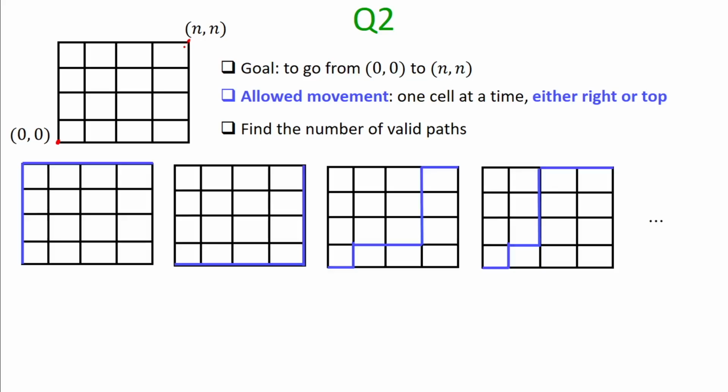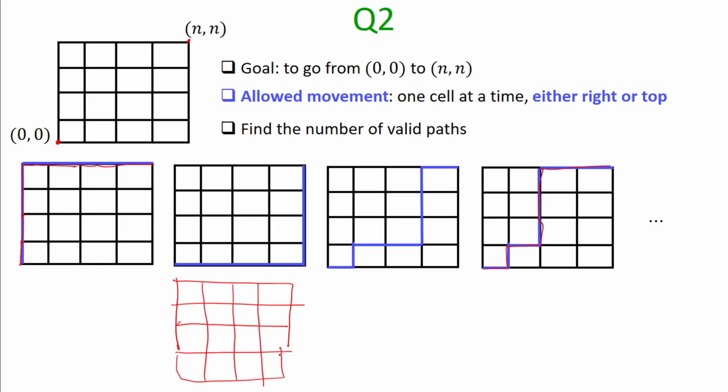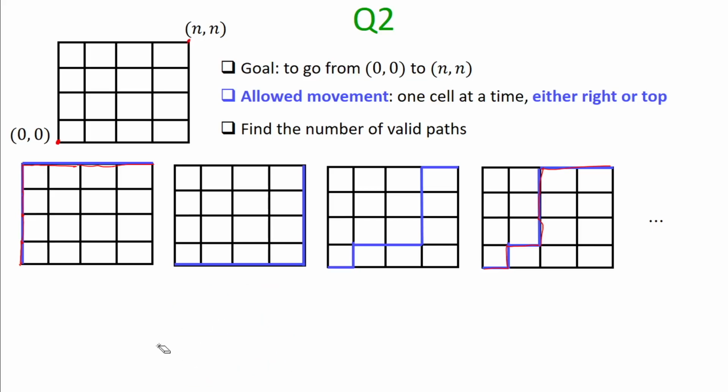Okay, so for instance, one valid path could be that I go top from the current cell, and then again I go top, and then again I go top, I go top, and then I do right, right, right, and right. Whereas I can take a path where I go right and top, right and top, top, top, right and right. Right? Whereas I can't do the following. I am not allowed to go right and right and then again come back left and then top and then bottom, and no, I can't do all those things. That's not allowed. The only movements that are allowed are one cell at a time, either to the right or to the top.